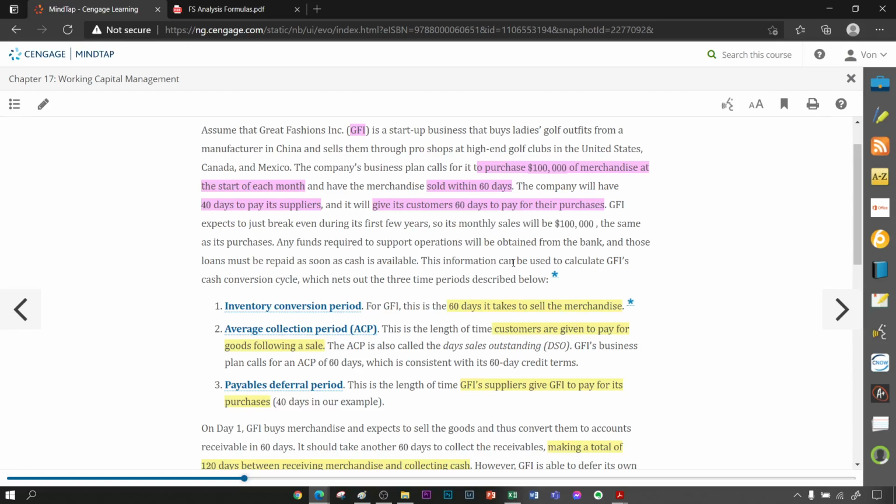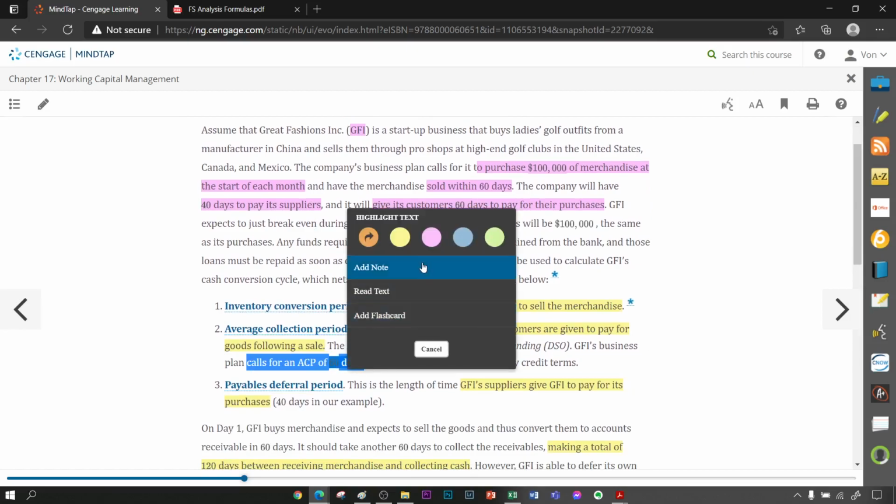Okay, so saan mo nakita yan? Dito. Ayan o. It will give its customers 60 days to pay for their purchases. Okay. So, yun yung plano na maging ACP ng company na to, ni GFI. So, 60 days. Okay.